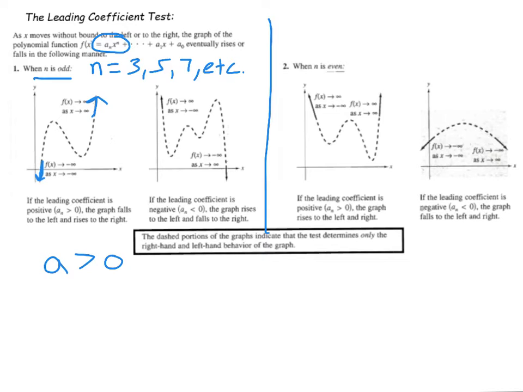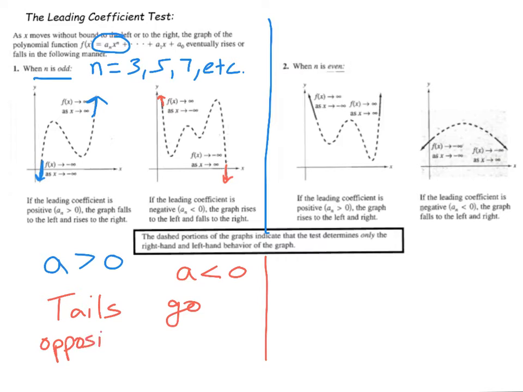Okay, and in between it can do some funky stuff, but this first one is saying if A is greater than 0 and n is odd, and your leading coefficient is positive, your left tail is going down and your right tail is going to go up, okay? If you were to switch that and say that A is negative, it would swap. Your left tail is going to increase, your right tail is going to decrease. Okay? Notice the general theme here, though. If n is odd, the tails go opposite directions. That's not a coincidence. That's a property of polynomials that you should know.